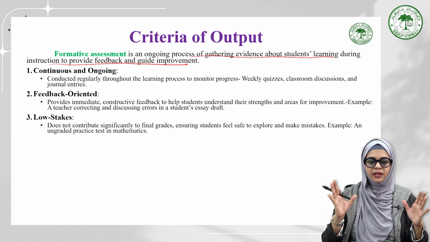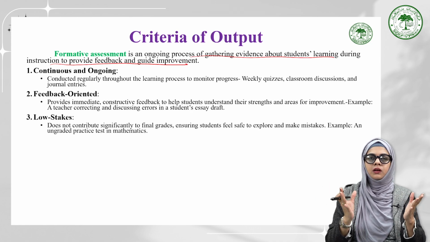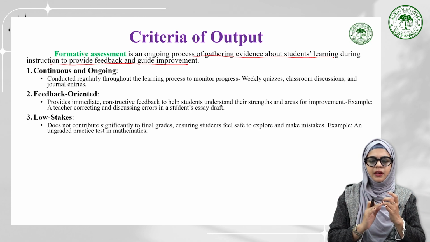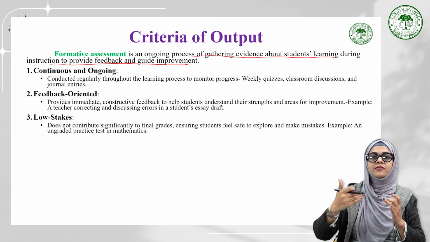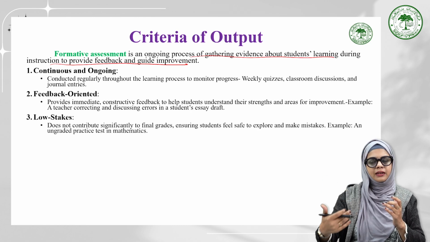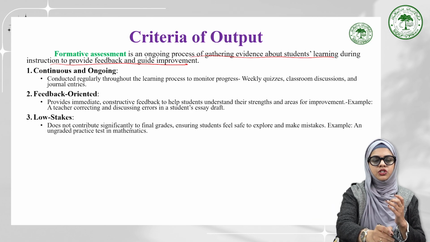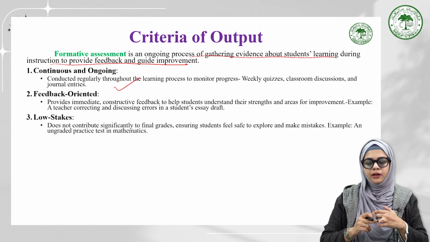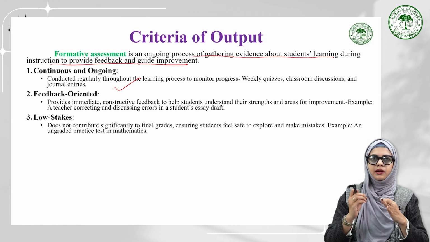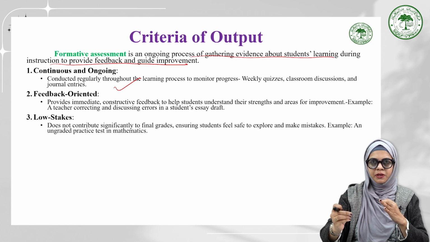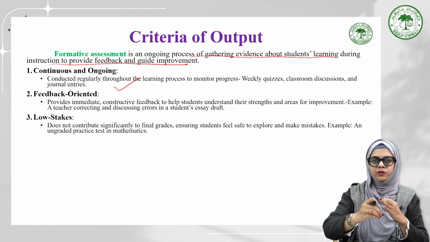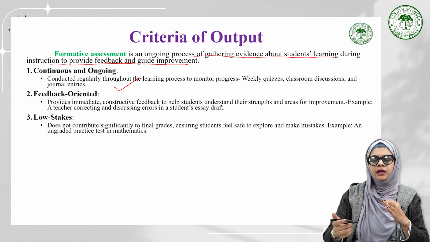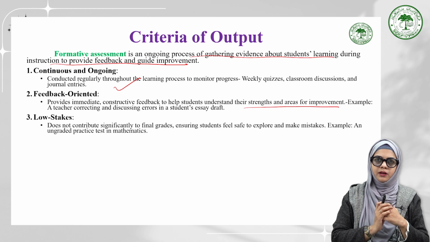So what basically will be the criteria of the formative assessment? First, it is continuous and it is ongoing, because we are monitoring the progress. It could be in the form of weekly tests, classroom discussion, and journal entries. Then second, it is feedback oriented. Every time the child undergoes a formative assessment, the feedback is immediately given to them, a constructive feedback. So basically it helps the student to understand their strengths and areas for improvement.